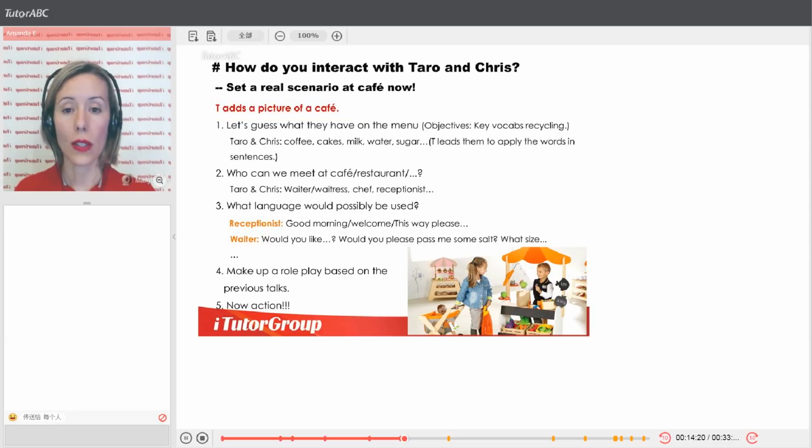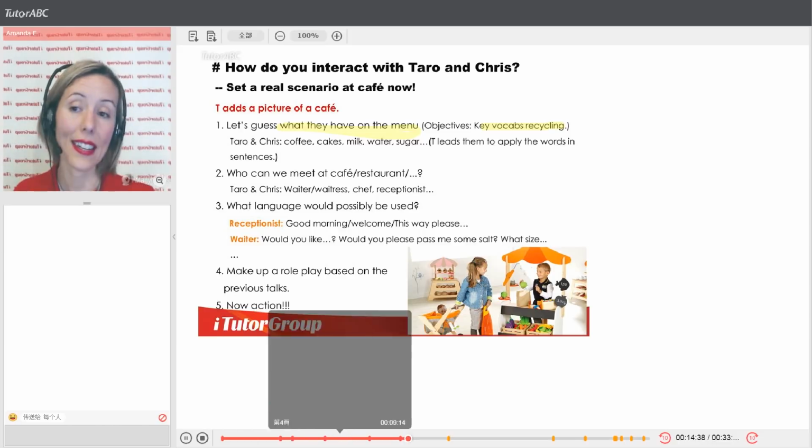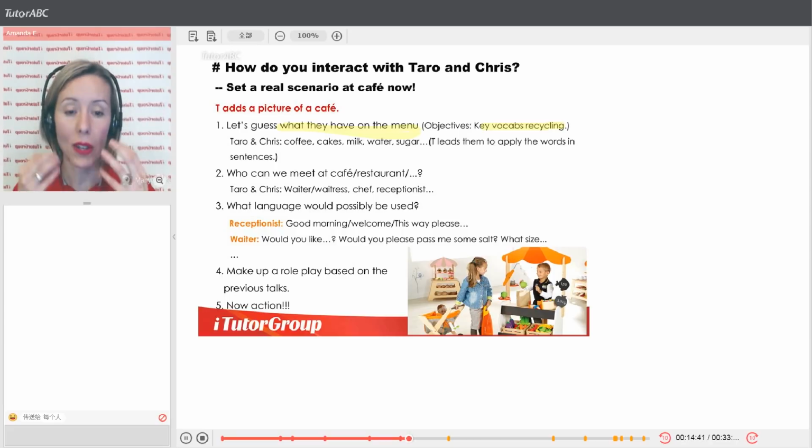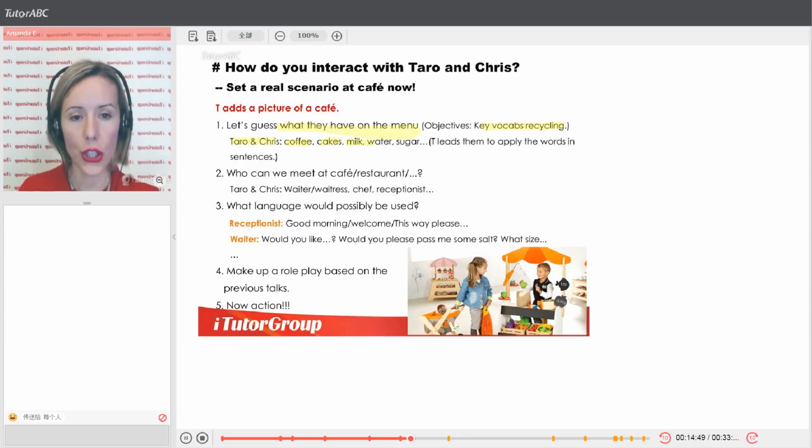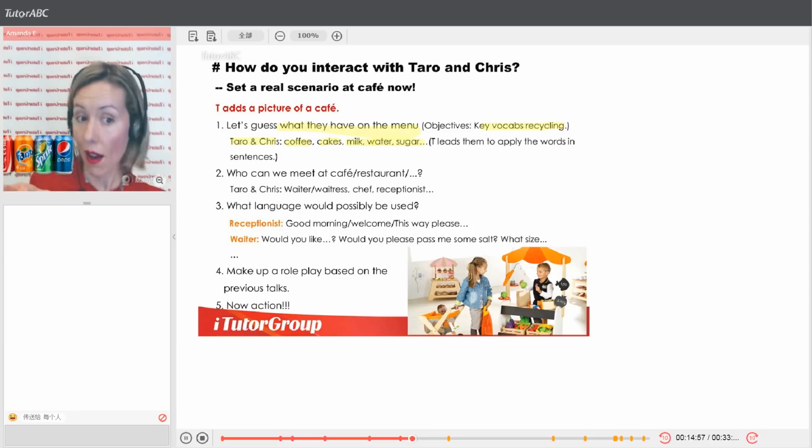So we might ask the students, what do they have on the menu? And maybe some of these words that we're getting them to say here, things on the menu, are vocabulary words that you're bringing up again from the lesson. Or maybe they're words that they already know. Or maybe there's some words that you'll have to teach to them. But we're giving them the tools necessary to do their role play. So Tara and Chris say coffee, cakes, milk, water, sugar. If they are running out of ideas, you might give them some ideas, maybe some pictures.